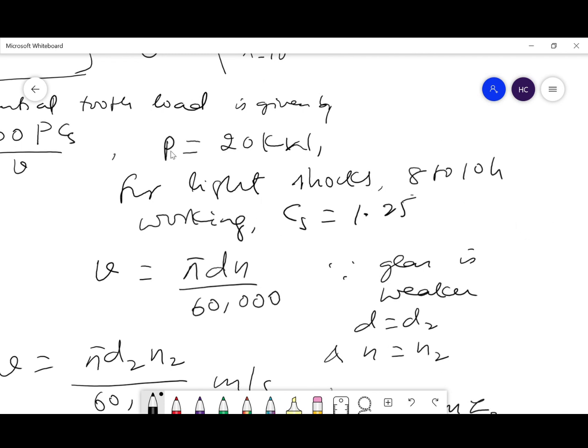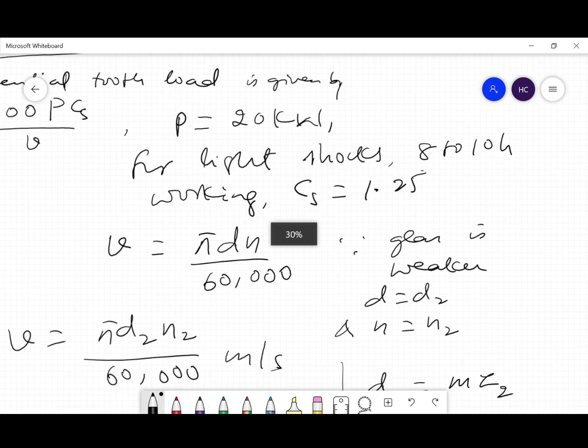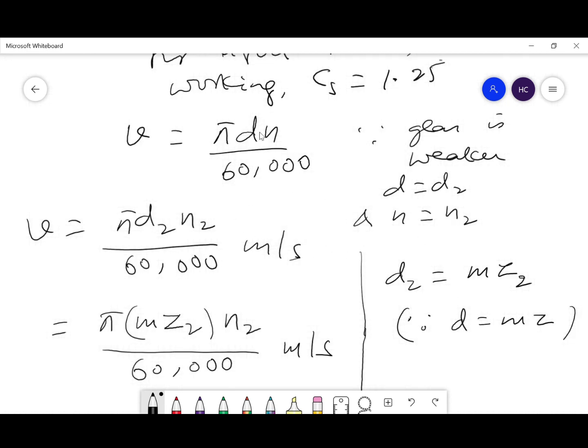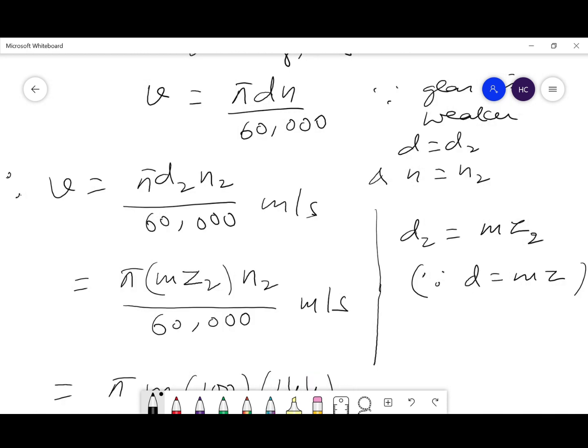And you know that we have assumed light shocks and 8 to 10 hours working. So the service factor Cs from the table is 1.25, and velocity is pi D N by 60,000, and corresponding to the gear I have used D as D2 and N as N2. You know that D is nothing but the product of module and the number of teeth. So here D2 is nothing but m into Z2, and Z2 is 100, already calculated, and N2 is 144.